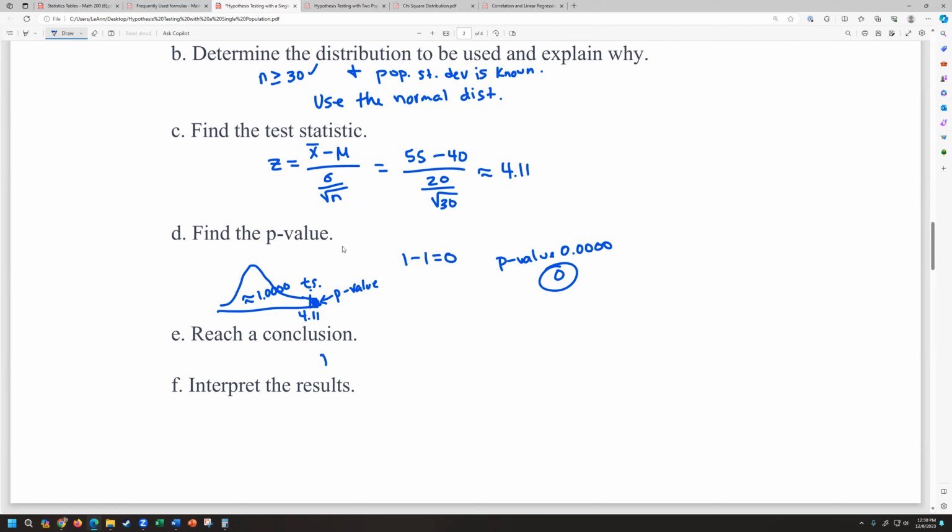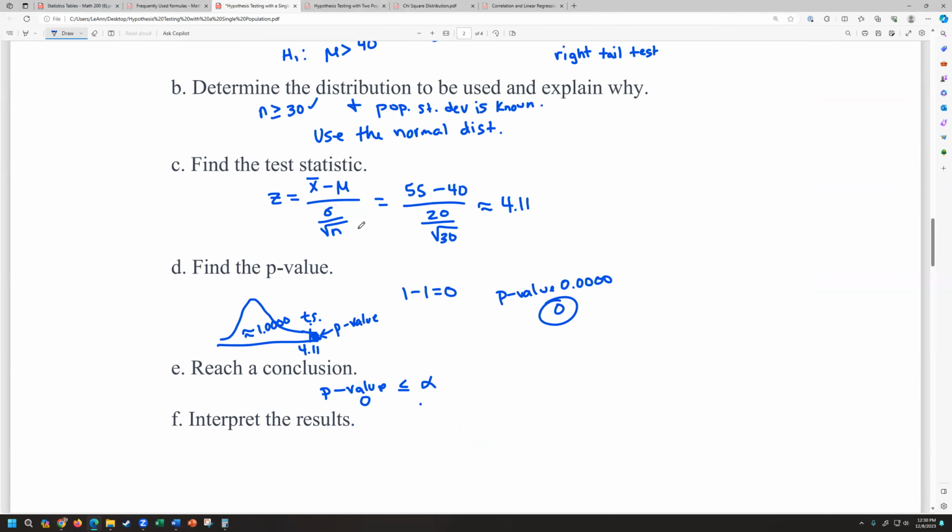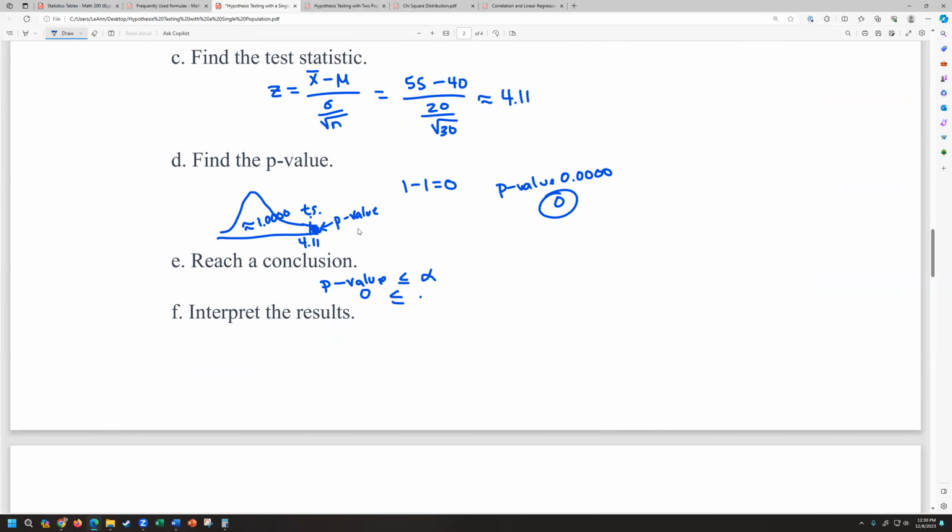Well, if your p-value, which ours was 0, is less than or equal to your alpha, which was at this test, remember, was a 0.05, that is definitely true. 0 is less than 5%, because remember, these are probabilities which relate to percents. We reject the null. Okay, so that is the conclusion.